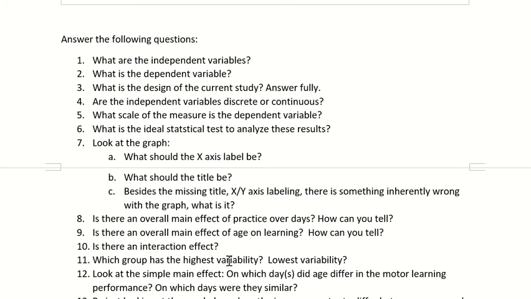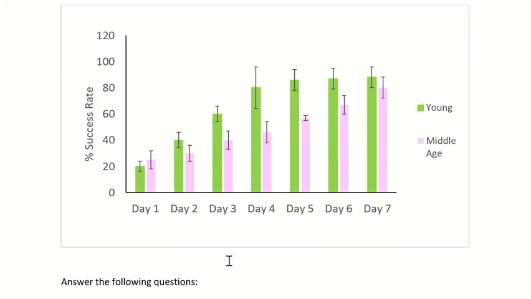Okay, number 10, is there an interaction effect? There is definitely an interaction effect, because when you look at the differential differences in day 1 versus, let's pick out day 3, day 4, or day 5, you can see that young versus middle age is not significantly different here, but it's significantly different in the other level. So that means there is definitely a significant interaction effect.